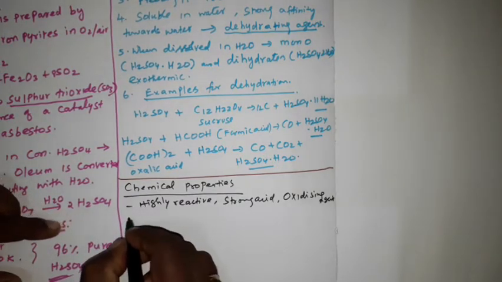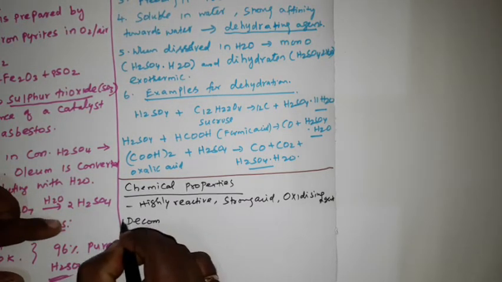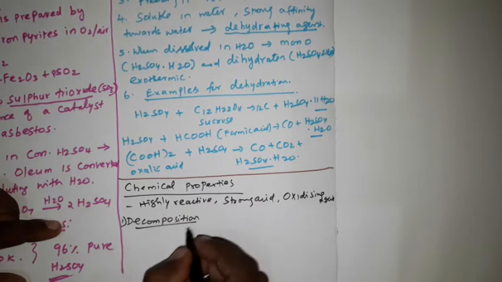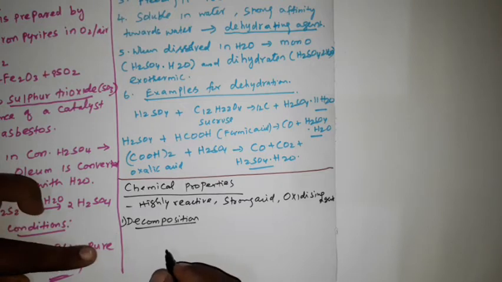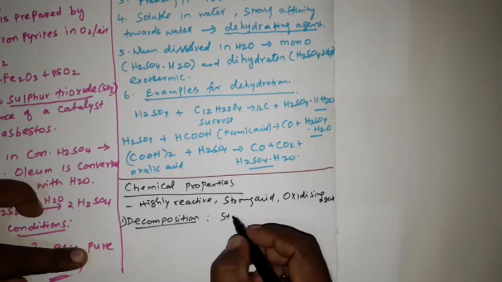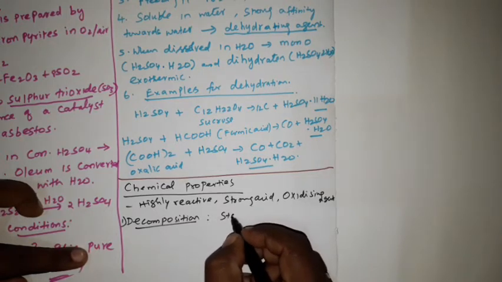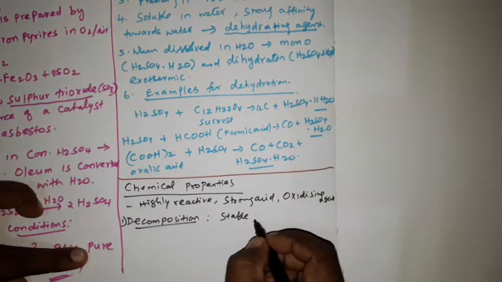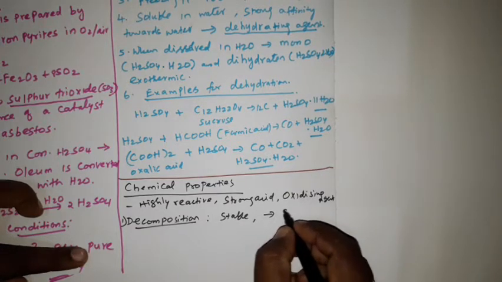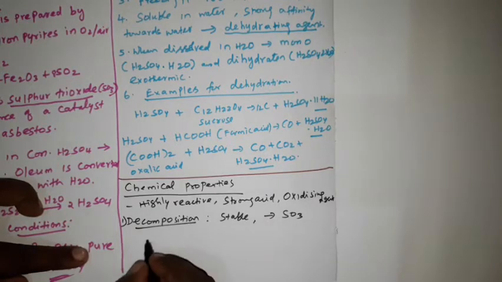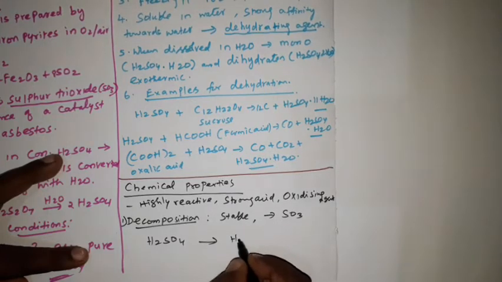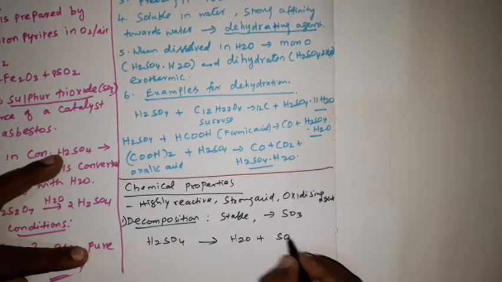Now the first reaction is decomposition. Number one, decomposition means it's breaking into other components. Generally sulfuric acid is stable, and it decomposes into sulfur trioxide, SO3. Okay, H2SO4, when it decomposes, forms water plus SO3.